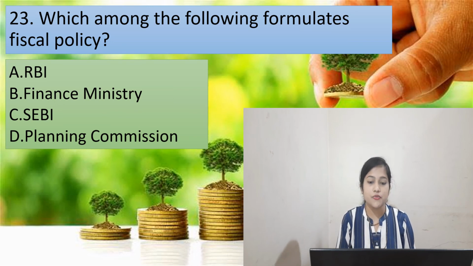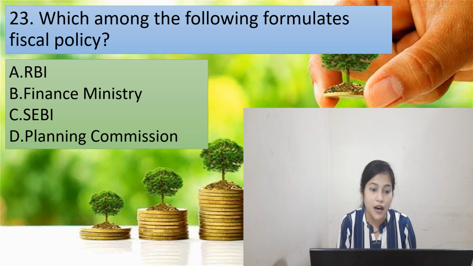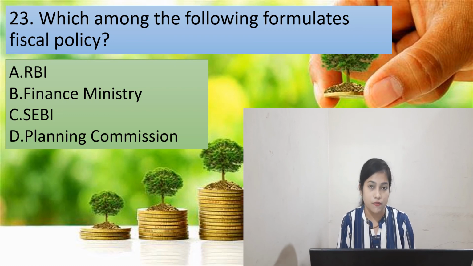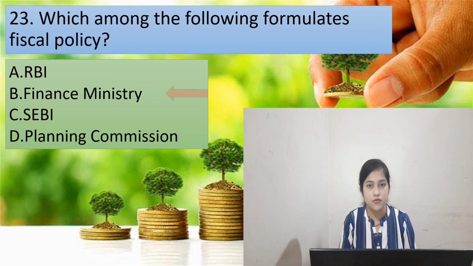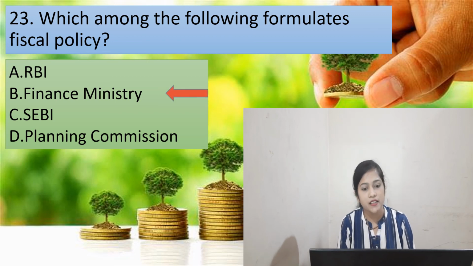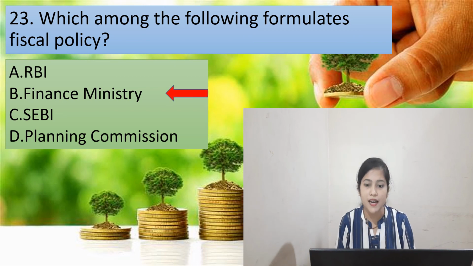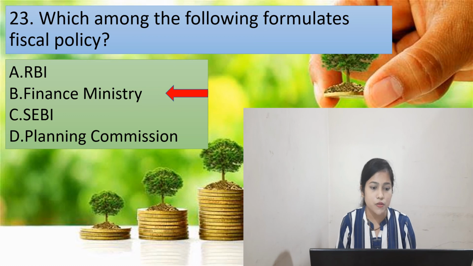Okay, the question is, which among the following formulates fiscal policy? Option A, RBI; option B, Finance Ministry; option C, Securities and Exchange Board of India; and option D, Planning Commission. Well, the answer is Finance Ministry. Every year the fiscal policy is formulated by the Ministry of Finance. This is a very theoretical question, you must have known that. So the answer is option B, that is Finance Ministry.